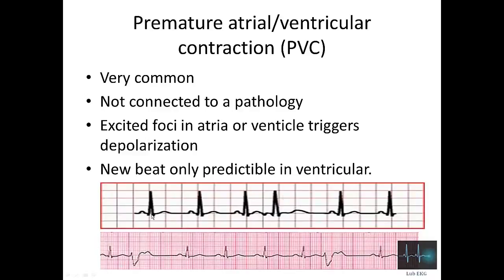You see you have a regular P, Q, R, S and T complex here, here, here, and then you suddenly have a complex which appears sooner than it's supposed to. This is a premature contraction, and as I said, not connected to any pathology.